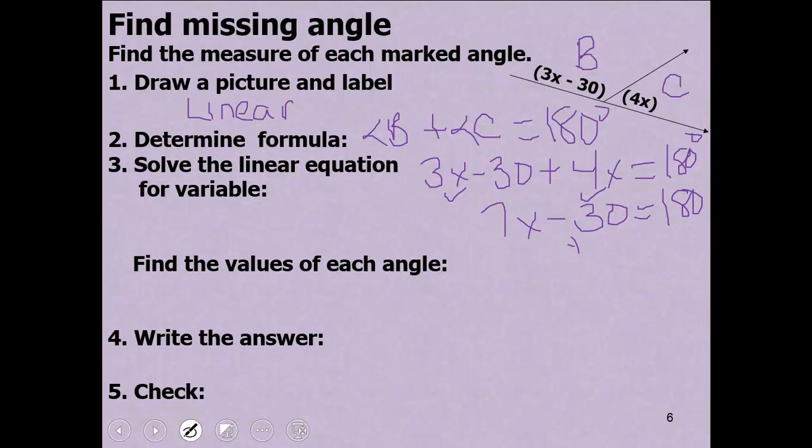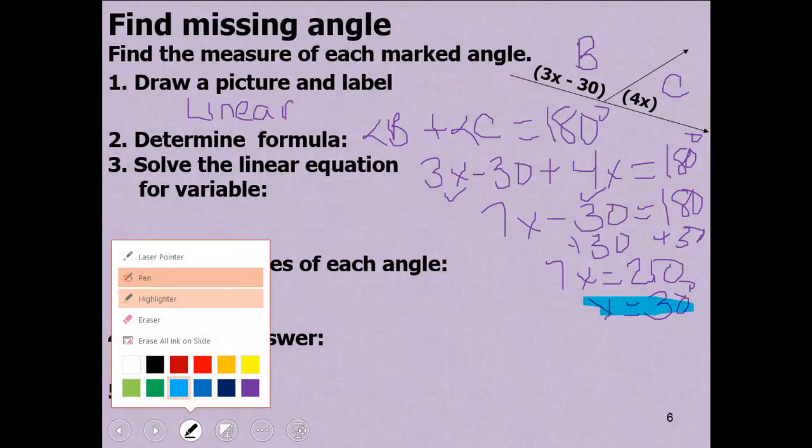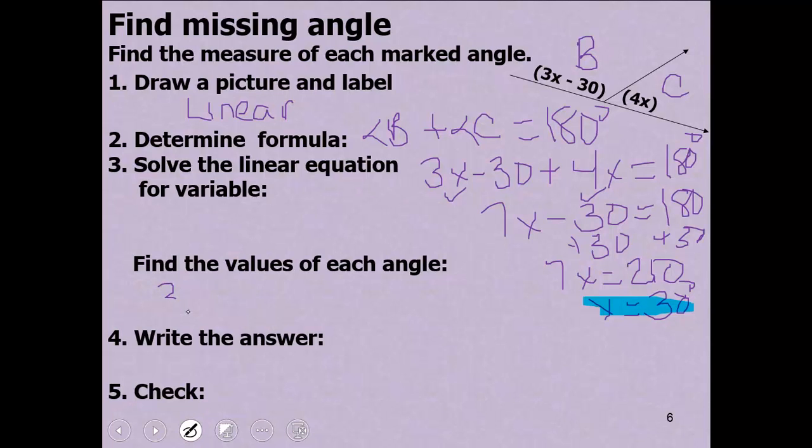I'm going to add 30 and I get 7x is equal to 210, so x is equal to 30. Now I have to find the value of each angle by plugging x equals 30 into my equations, all right? So I have 3x minus 30. Well, 3 times 30 is equal to 90 minus 30, that's 60. And then 4x is going to be 4 times 30, so that's equal to 120.